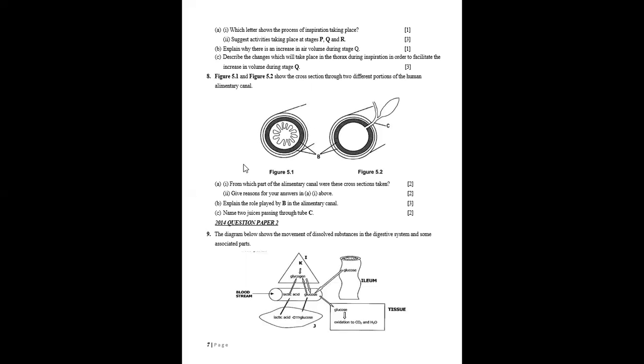Human alimentary canal. From which part of the alimentary canal are these cross sections taken? Figure 5.1 is the small intestine, the ileum. Figure 5.2 is the duodenum. That's the duodenum.